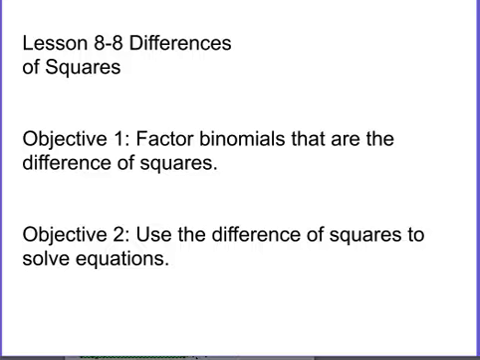What are squares? When something has been multiplied by itself, it's squared, right? So 4 squared is 16. 4 times 4 is 16. That's all this means. Most of them are going to end up being binomials that are differences of squares, the subtraction of two numbers that are squares. And we're going to factor them. We're also going to use them to solve equations.